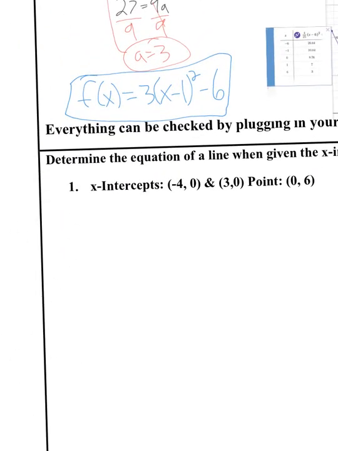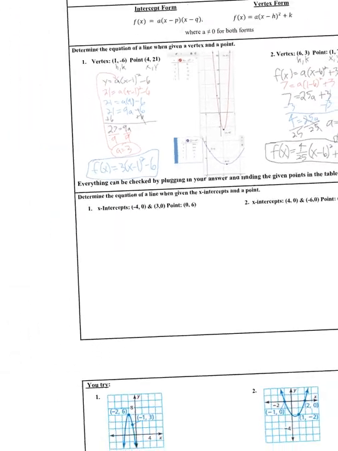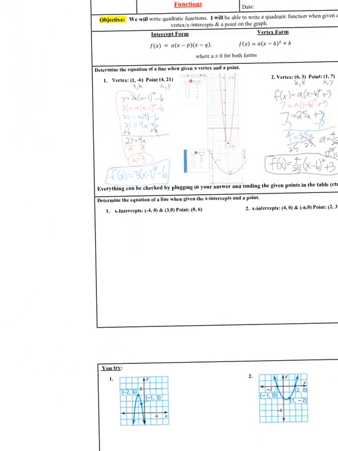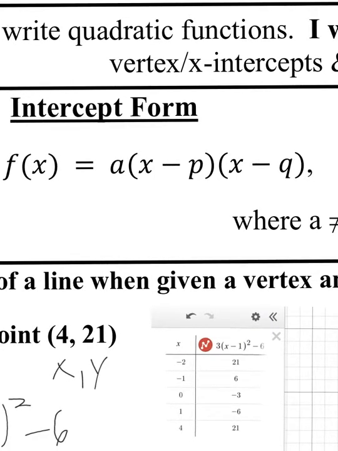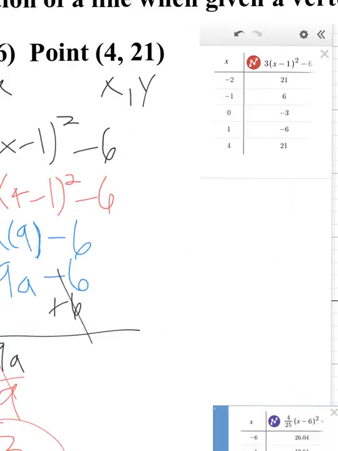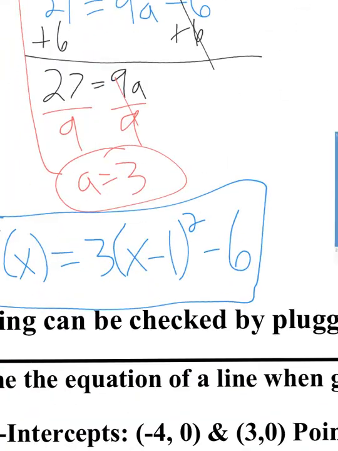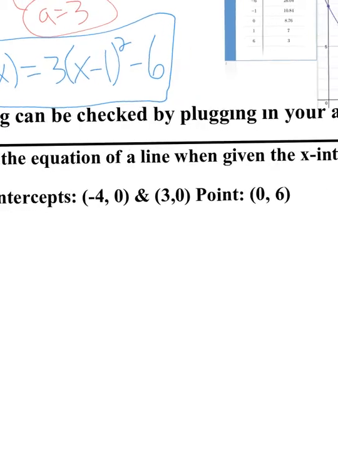Okay, numbers 1 and 2, I guess 3 and 4 really: determine the equation of the line when given the x-intercepts and a point. So, intercept form. Remember, if you're given the x-intercepts, you're given p and q. It'll stay minus if you're given a positive number, and it'll change to a plus if you're given a negative number, and I'll show you what I mean.